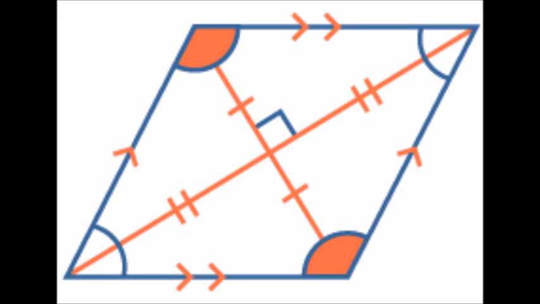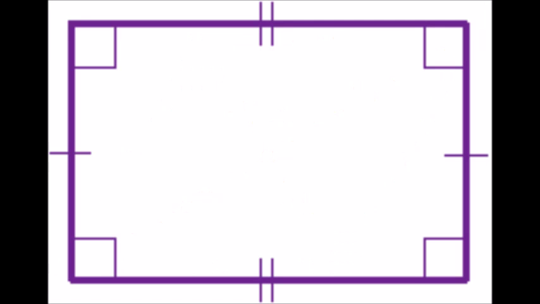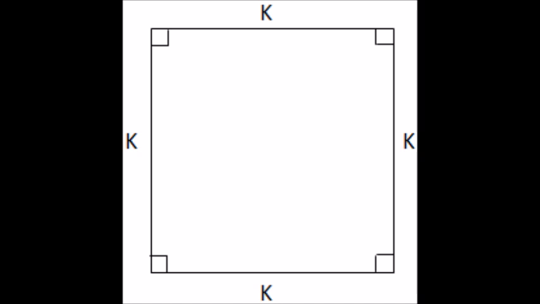So for a rhombus, all 4 sides will have equal lengths, but the interior angles don't have to all be equal. Now for a rectangle, on the other hand, all the interior angles will be equal, which is 90 degrees, but they only have 2 pairs of opposite equal sides. And then this is a square. So a square, all the sides and all the interior angles will have equal measure.